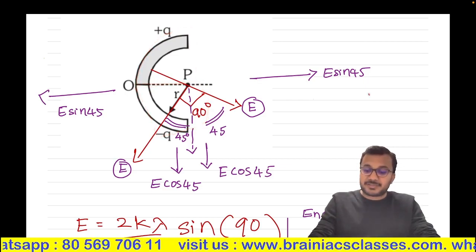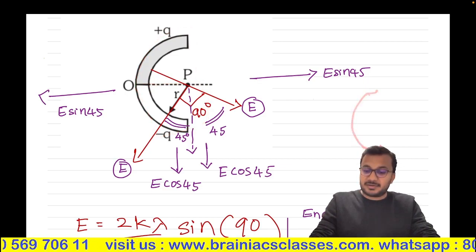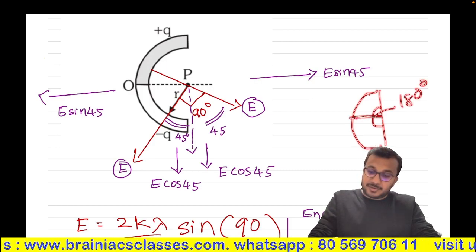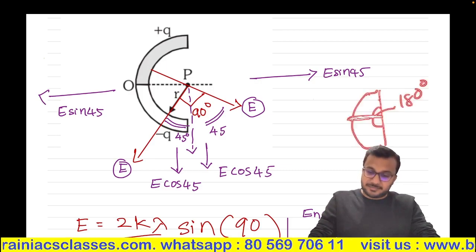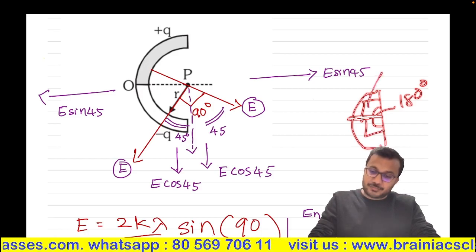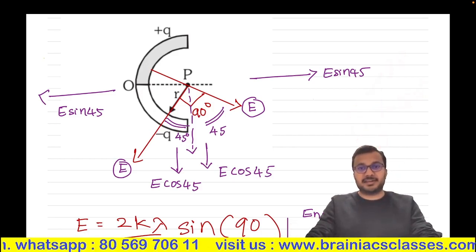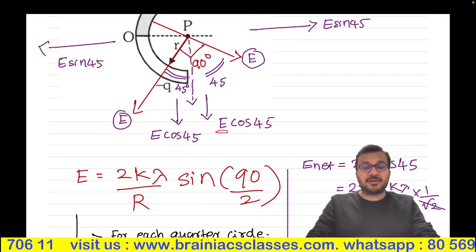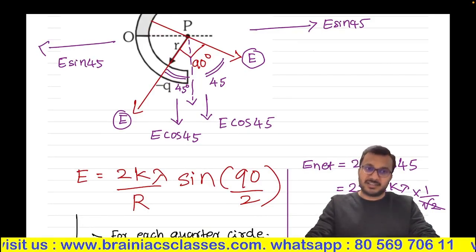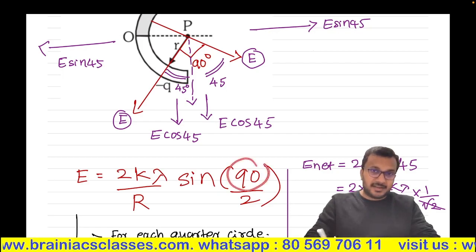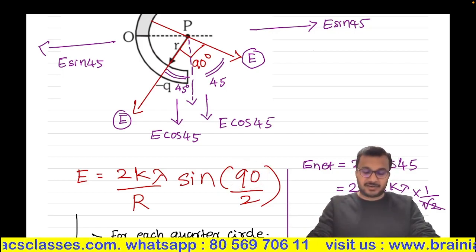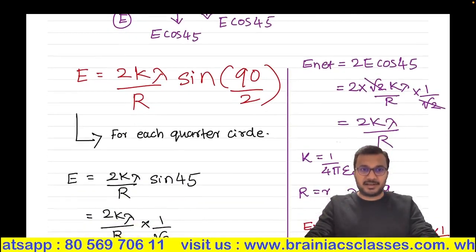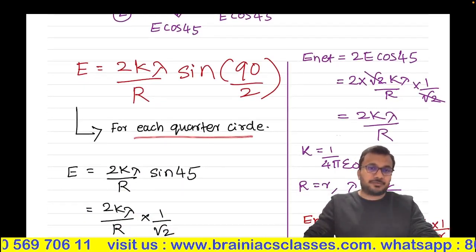For a half circle, the angle is 180 degrees. But we have two quarter circles here, first half here, second half here. So for each half it is 90 degrees. That's what we are taking. E is either the electric field due to plus Q or due to minus Q. So it is 90 degrees, first half or second half, same magnitude. So 2k lambda by r into sine 90 by 2 for each quarter of the circle.